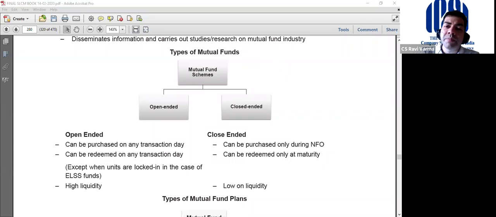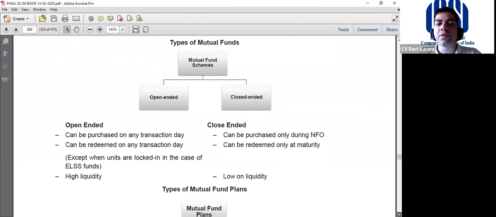In an open-ended scheme, you will have liquidity. Say if I have to sell my share today and I need to generate cash, I can do it through open-ended. But if I am having close-ended, then I will not be able to generate the money, because a close-ended scheme can be redeemed only at the time of maturity. So unless these are matured, no liquidity will be generated. As the name suggests, open-ended means it's open, whenever you can trade. Closed-ended means closed. You cannot.